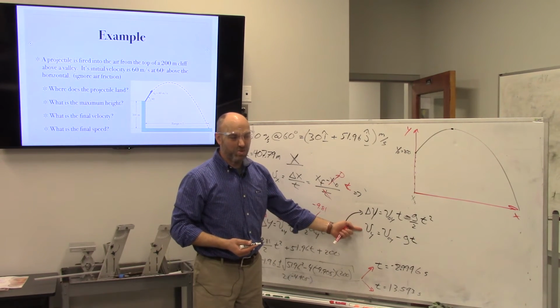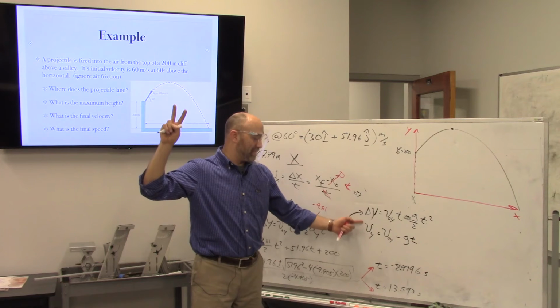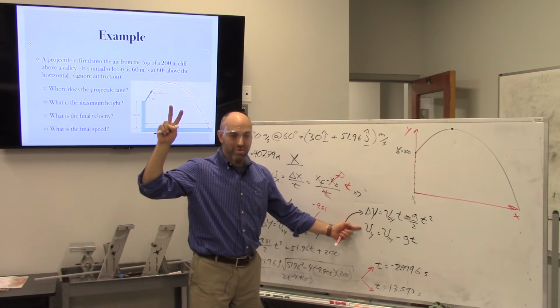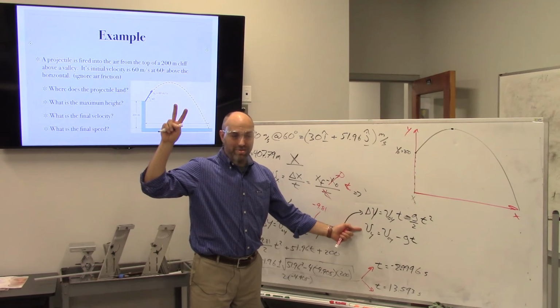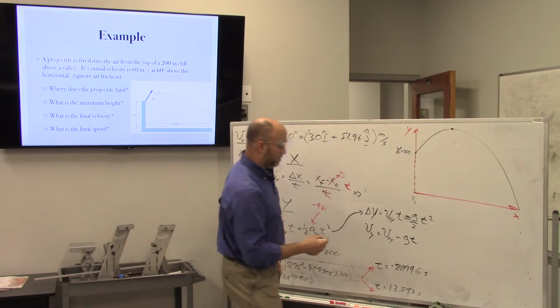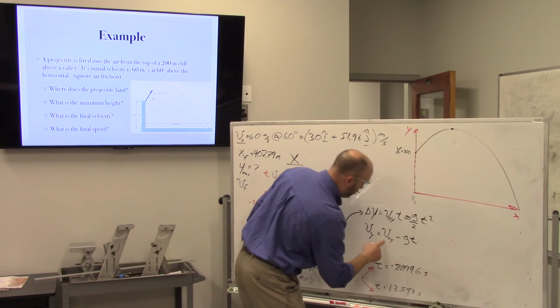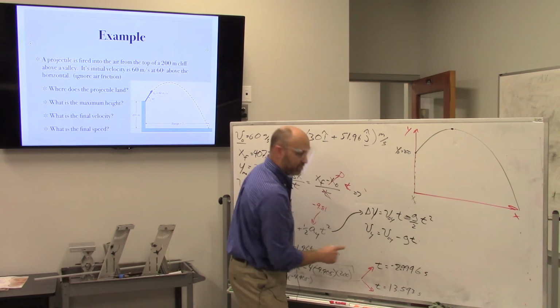By the way, which one is this on the Fantastic Four? This is number two. This is number two on the Fantastic Four. So if you didn't feel like taking a derivative here, you could have just grabbed number two on the Fantastic Four. Okay? Either way works. So at the top, v is zero.